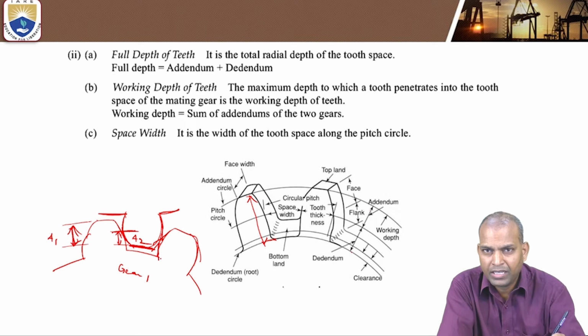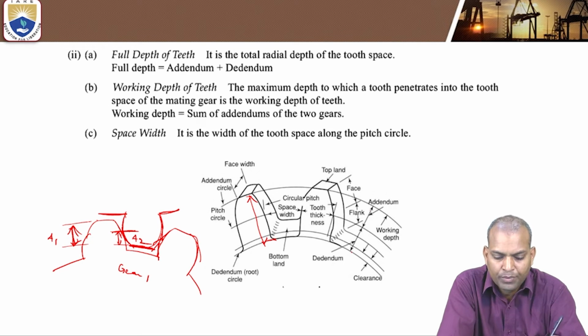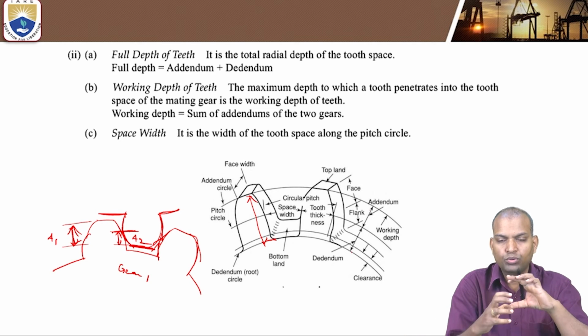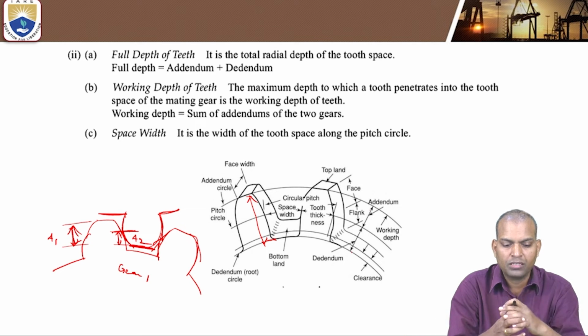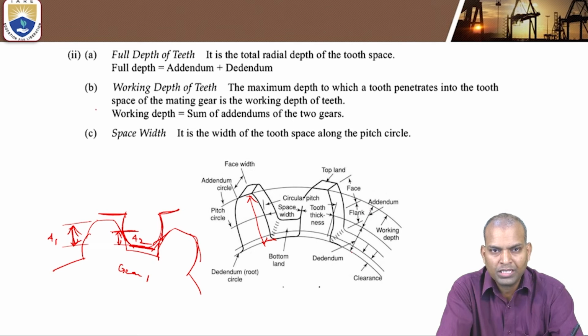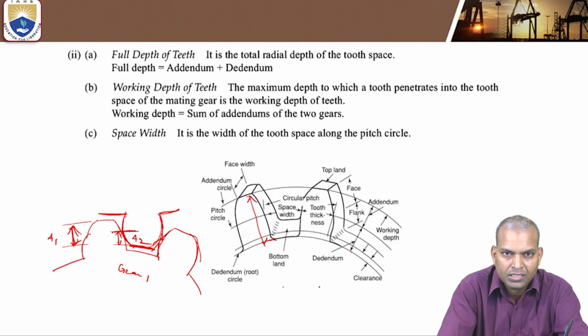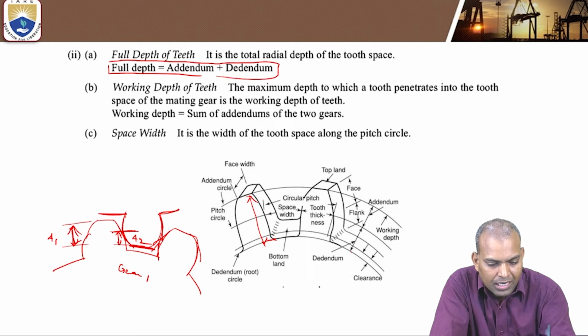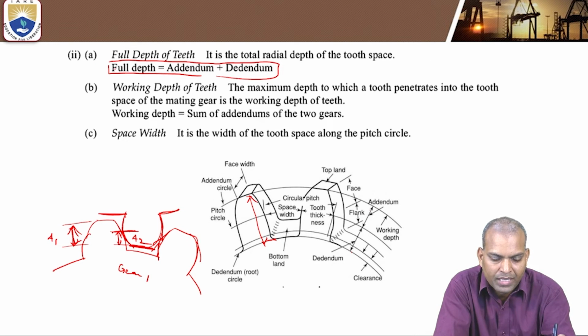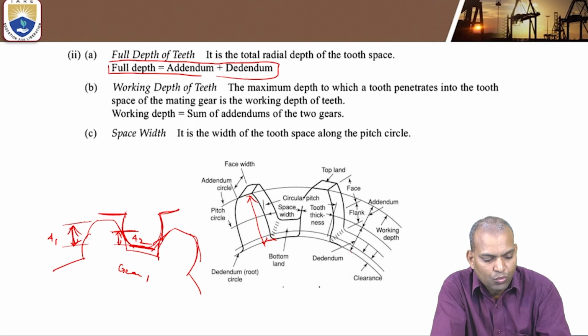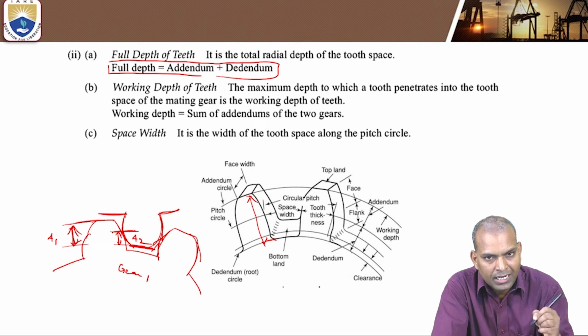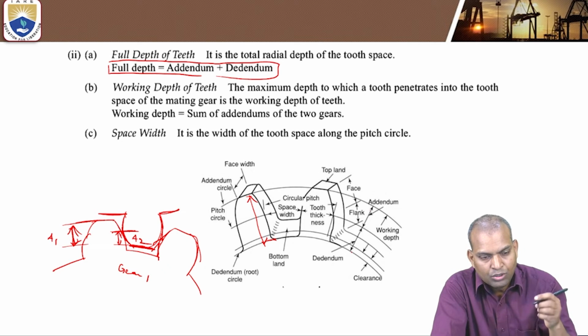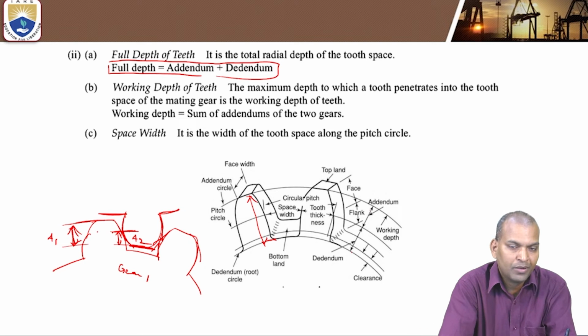The physical significance of working depth is the maximum depth to which a tooth penetrates into the tooth space of the mating gear. That is known as the working depth of the gears. What is the full depth of teeth? The full depth means the sum of addendum plus dedendum. And what is working depth? The sum of two addendums. One addendum penetrates into the other tooth, and the other addendum penetrates into another tooth.